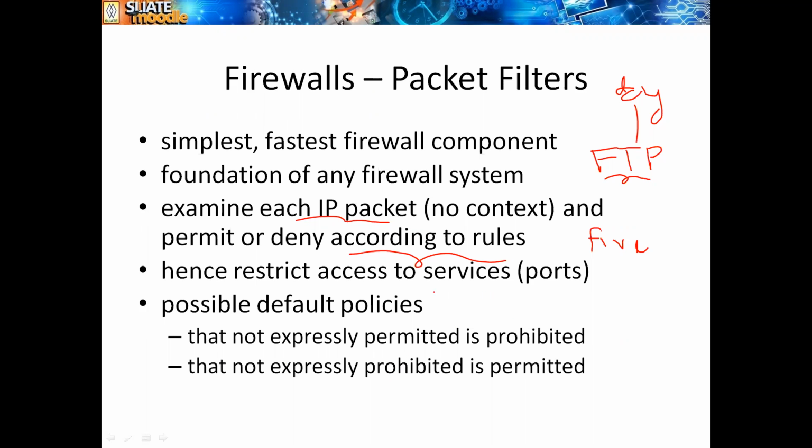We can also block a port. For example, if we need to block port 8080, we can block it. If somebody tries to access port 8080 from inside to outside, they can access it. But if someone outside tries to come in through some port, like port 25 or FTP, they can't come into the inside network. The possible default policy is that whatever is not expressly permitted is prohibited.